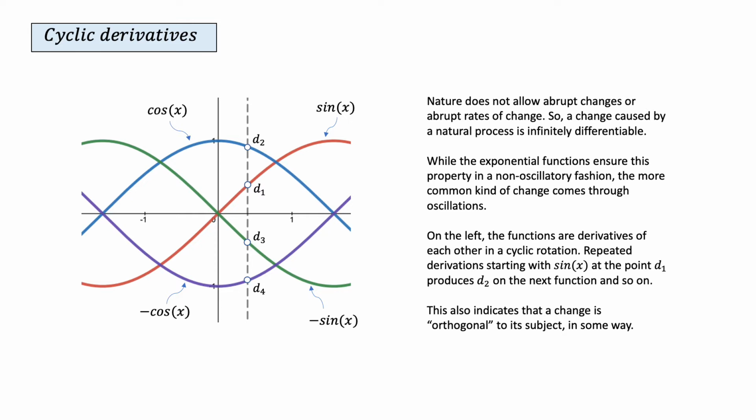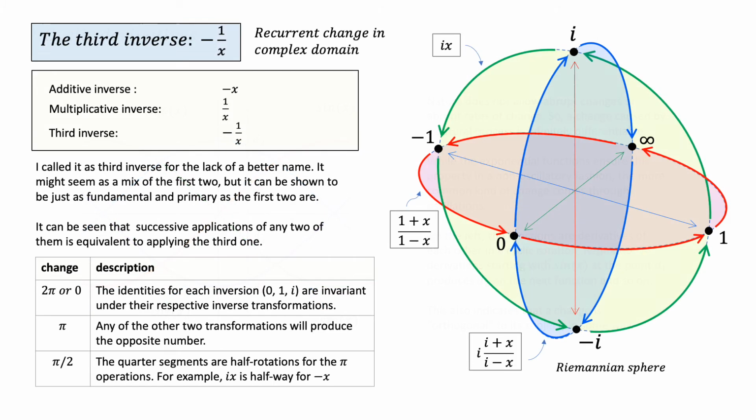Here in this picture, we see that the magnitudes of the sine and cos functions are also the rates of change in each other, that is, if we ignore the sign. The recurrent changes lead to cyclic changes on the Riemann sphere. Here I define something which I call a third inverse, which I'm sure might already have some formal name. This is -1/x. I think this completes this set of basic arithmetic operations in the complex plane when projected onto the Riemann sphere.